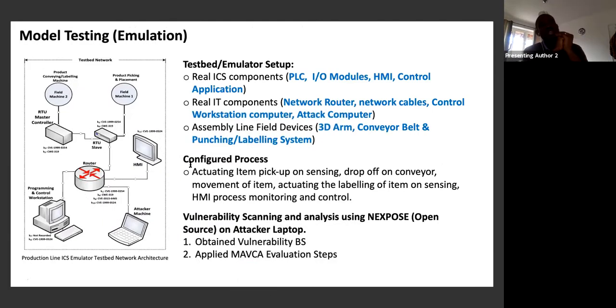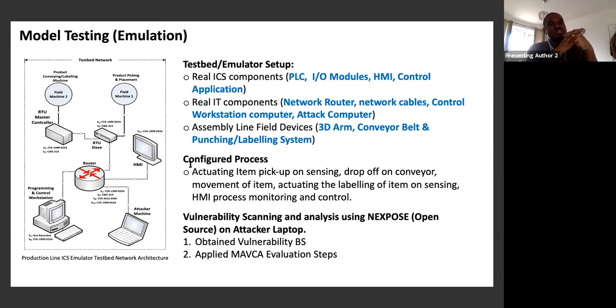And so to test this, we did some emulation, some modeling and simulation, and we used a test bed that comprised both real hardware and some toy devices that are field devices. So we had the PLC, the input and output modules, the HMI, and the control applications. These were real components that are used within the industrial environment for process control. And then in terms of IT, we had the network router, the network cables, and the workstation. These are typical IT components as well. Then in the field device, we had a 3D robot and a conveyor belt system. These are toy devices that are often used for experiments like this.